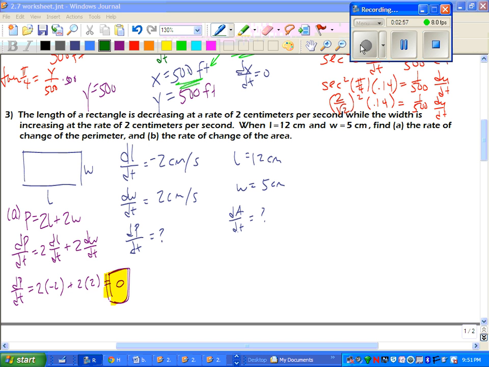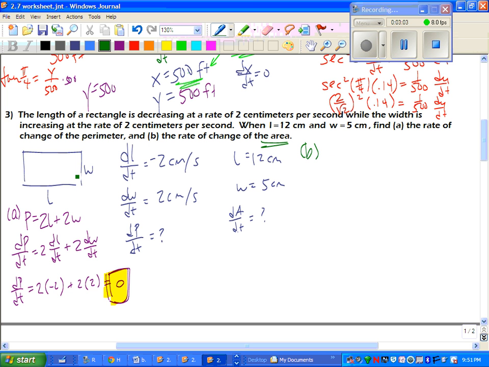Now, let's look at part B, the rate of change of the area. Do you think that's still going to happen as these are changing? Is the change in area going to be 0 as well? Well, figure that out. Think about it. But we're going to go ahead and find out for sure.